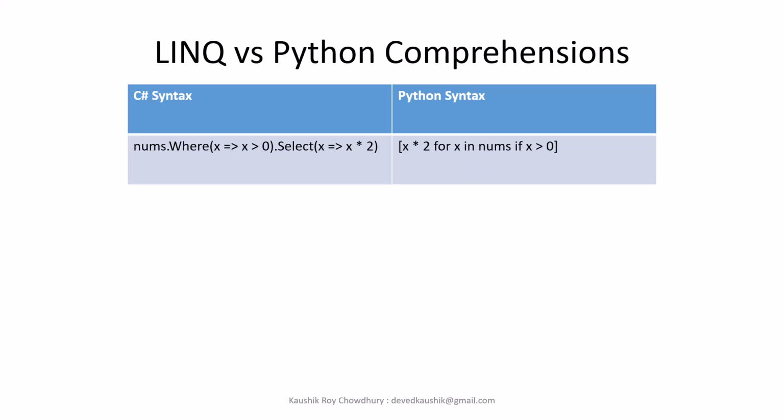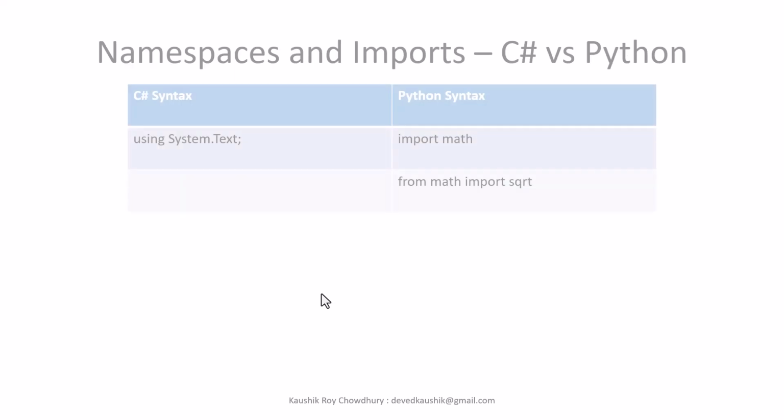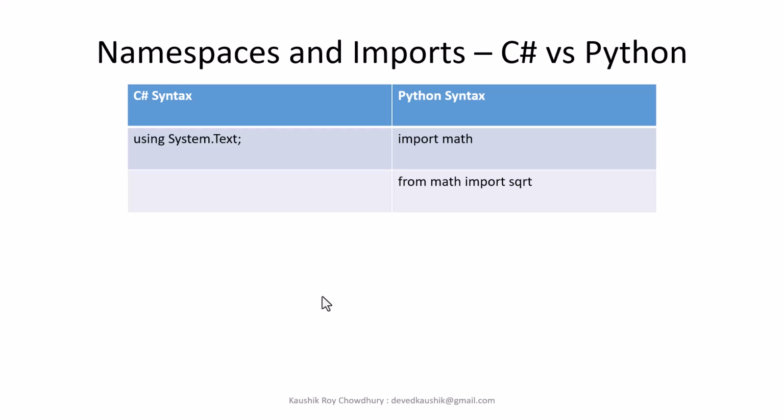So in Python. Okay, so finally we come to namespaces and imports. While C# uses using to import namespaces, Python uses import. So import math, and then from math import sqrt. You can also import specific functions or classes using from module import name, giving you more flexibility. Python imports are lighter and easier to manage, especially in notebooks.